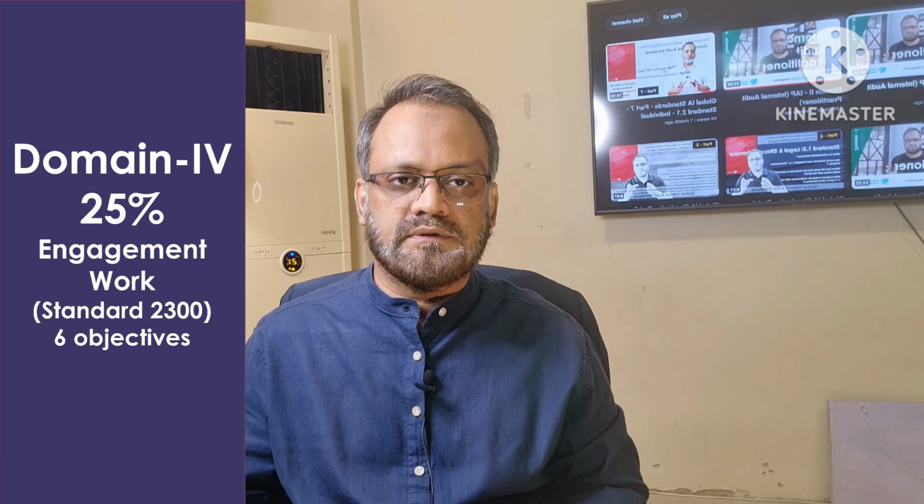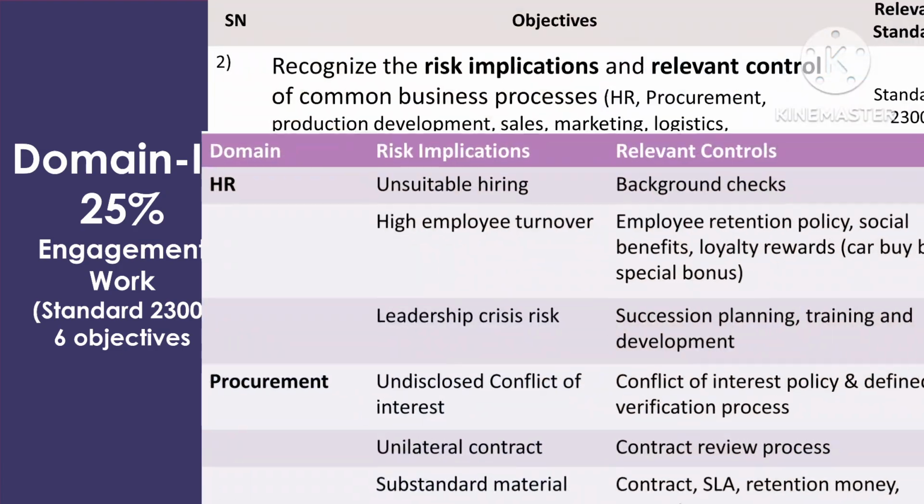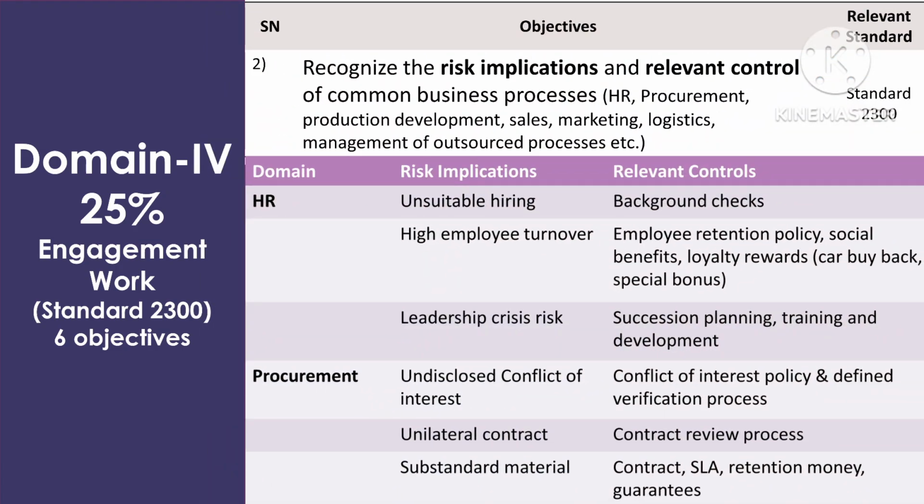So the second objective is to recognize the risk implication and the relevant controls of the common business processes, for example, HR, finance, procurement, production, sales, marketing, and other functions. So let's get the practical scenario of these, and we'll go one by one and review these. For example, HR. So HR has some types of risk implication.